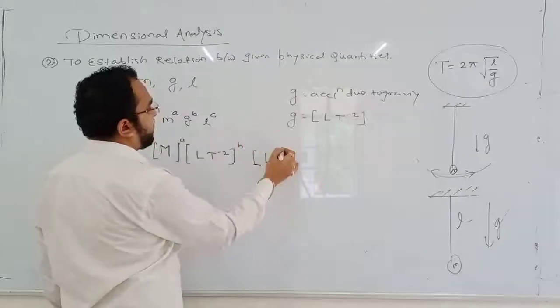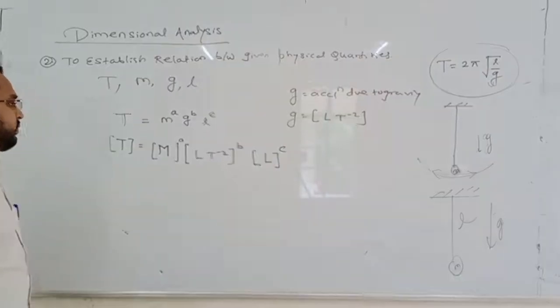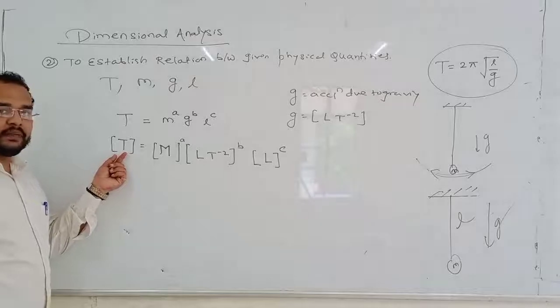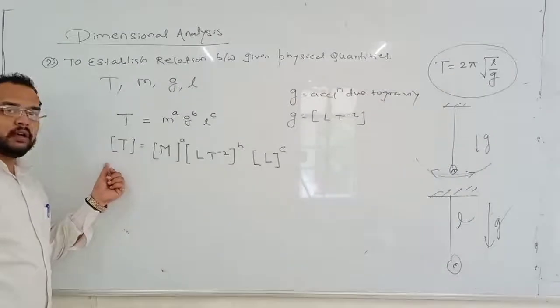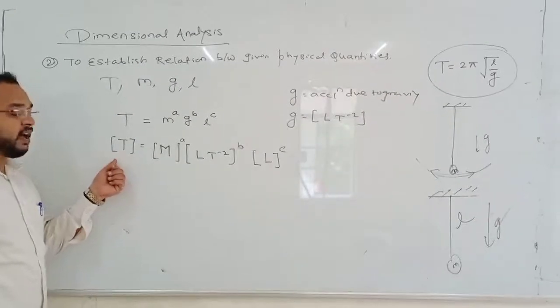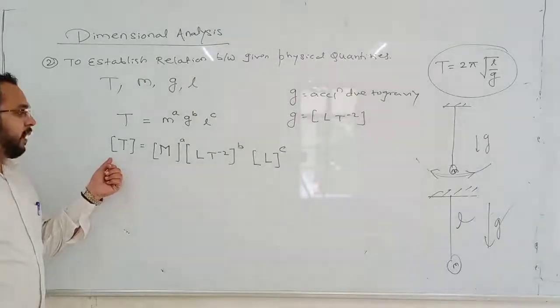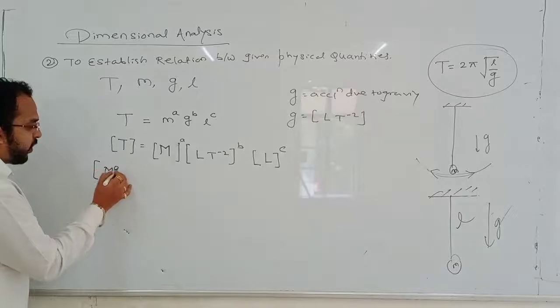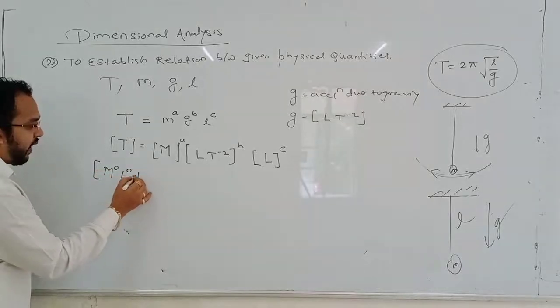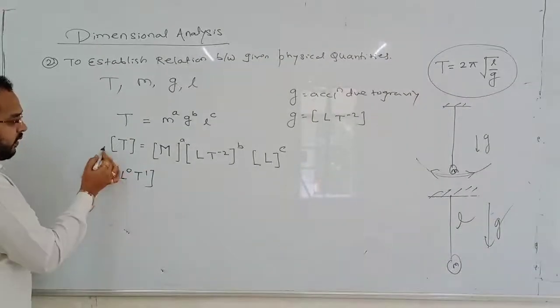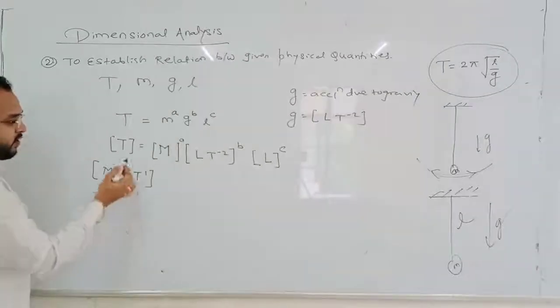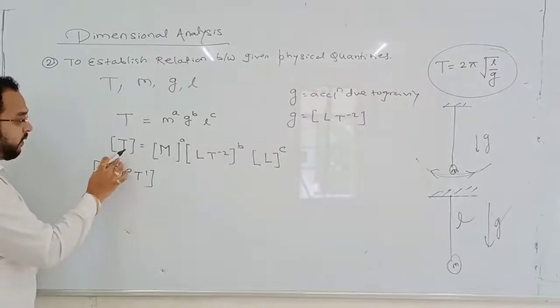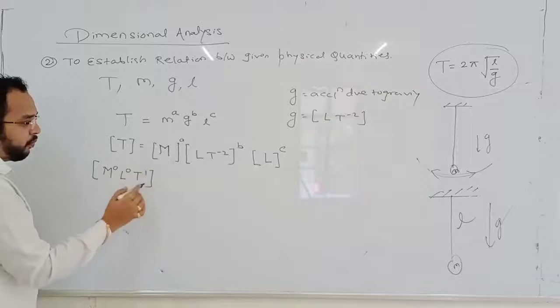L to the power C. Now see here student, T is given. तो यहाँ पे M नहीं है और क्या नहीं है? क्या गायब है? M and L. So M की power 0, L to the power 0 and T to the power 1. T is a single term of T is present, that means T to the power 1.